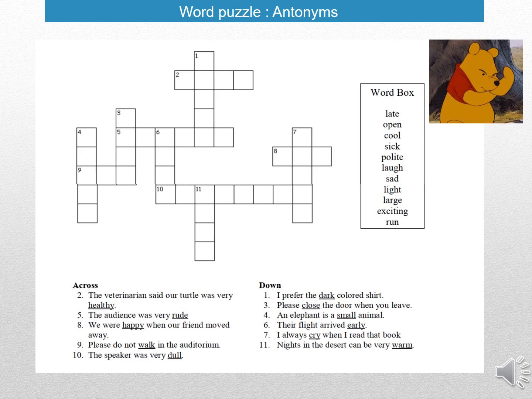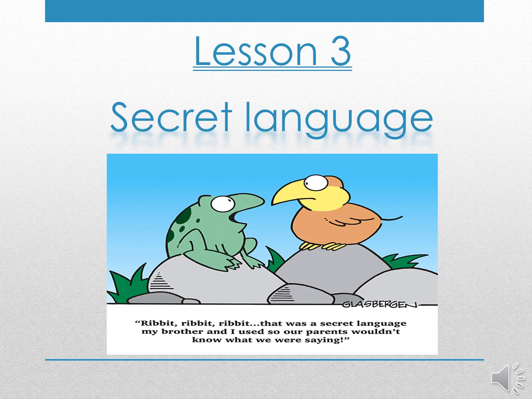So for example, across number 2: the veterinarian said our turtle was very healthy. You need to write the antonym or opposite of the word healthy at number 2 across. At lesson 3, we will look at a secret language.